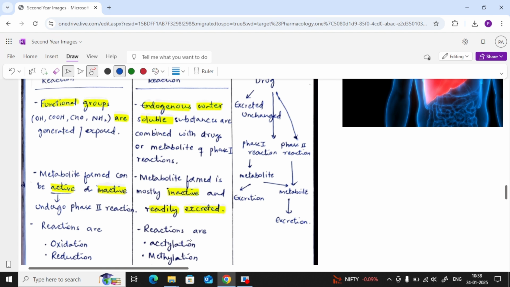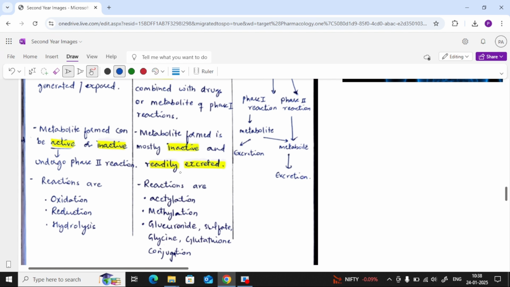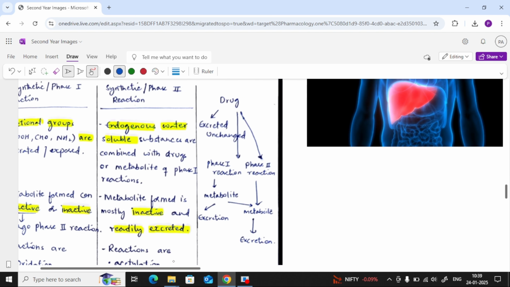So what are the reactions here? Reactions are acetylation, methylation, glucuronide, sulfate, glycine and glutathione conjugation. Conjugation means adding something. So glucuronide, sulfate, glycine, glutathione will be added to the drugs, making them inactive. Again the same thing is summarized in this diagram.